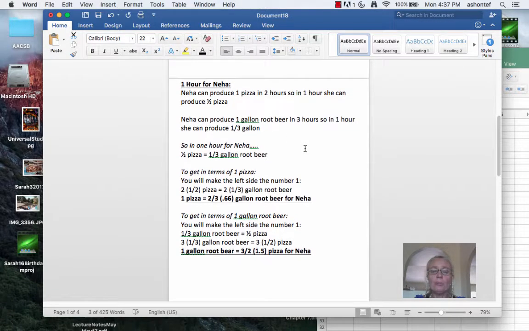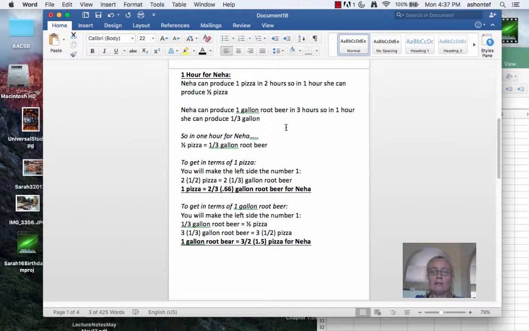So if we put what we just did in terms of a formula, we can say that in 1 hour there's an equal sign here. For Naya, a half a pizza is equal to a third of a gallon of root beer because both of them take her an hour. And so now we can make a comparison.